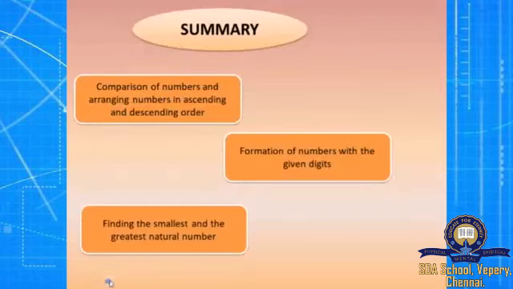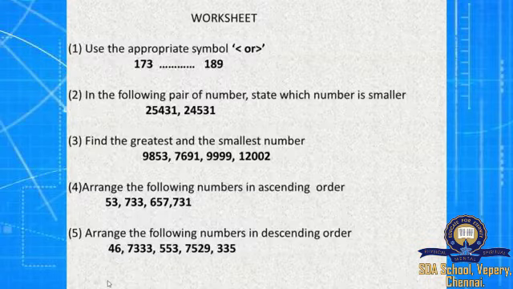Summary of the lesson. We learned how to compare numbers and arrange numbers in ascending and descending order. We also learned how to form numbers when the digits are given and also when the conditions are provided. Next, we learned how to find the greatest and the smallest natural number. Assignment sums.